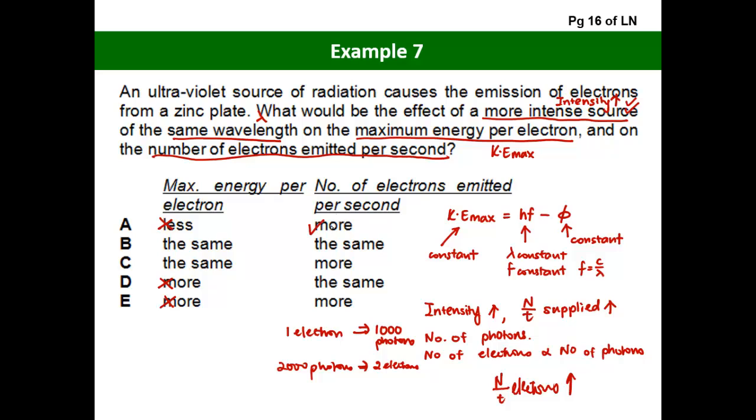So we will have more and more. So the number of electrons liberated per unit time should be more, and so C must be the answer. So the answer is C.